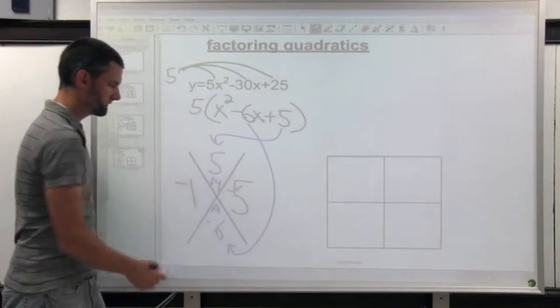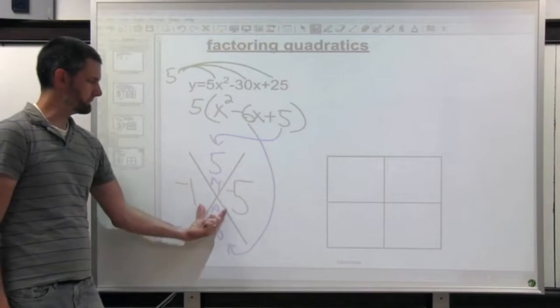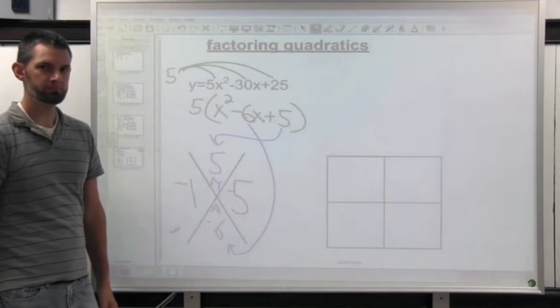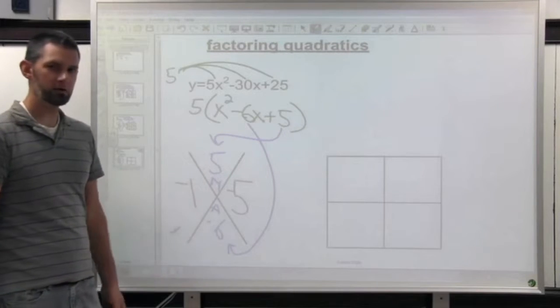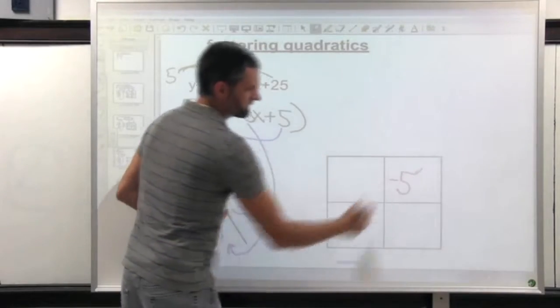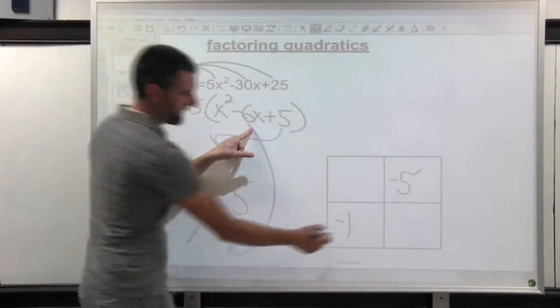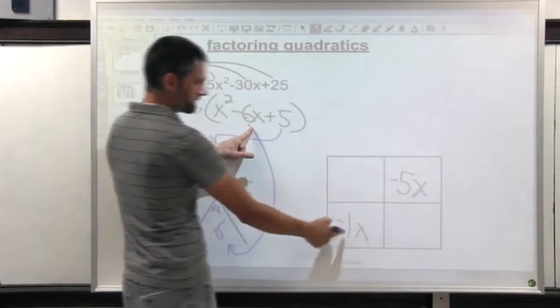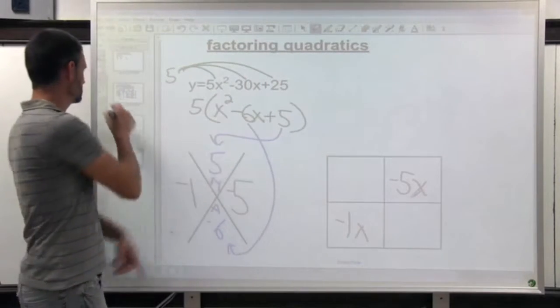Maybe if they're both negative, they would add up to negative 6, but does that make a positive 5? Yes, it does. Two negatives make a positive. So we found the two numbers. They just had to both be negative. And remember, we're going to put x on each one because negative 1x and negative 5x make negative 6x.